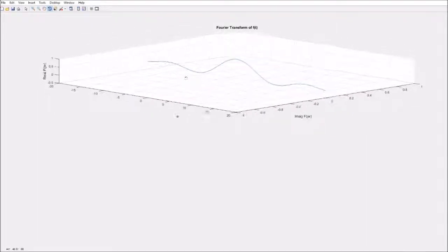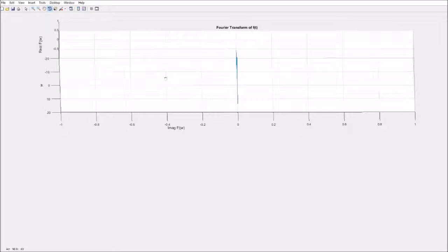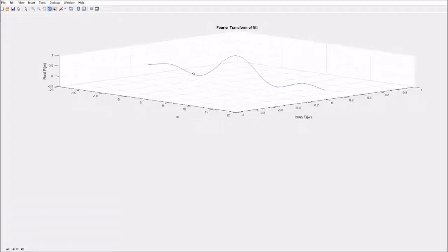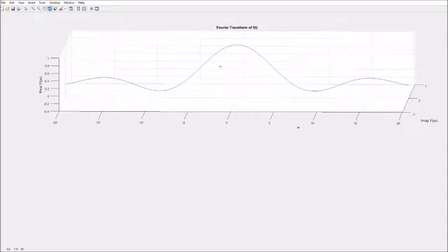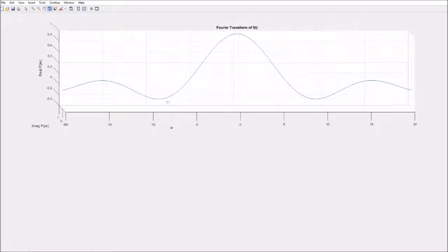Okay, so there's no imaginary part. It's purely a real function, because again, a real even function of time gives a real even function in frequency. Okay, so that's the sinc wave. What we're going to do is take two of those and multiply them together. When we take the two multiplied together, we should get a sinc squared.